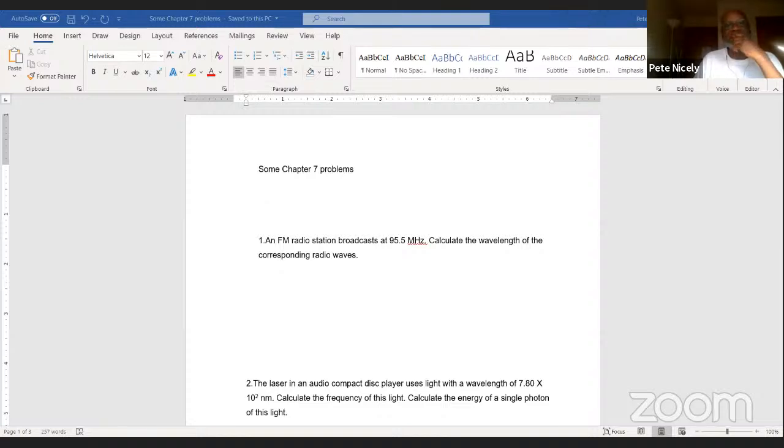That's a relatively simple exercise. Okay, the next question has to do with, let me see what it says here. It talks about a laser in an audio compact disc player, which uses light with a wavelength of 7.8 times 10 to the 2 nanometers. The question is asking you to calculate the frequency of this light, and it's also asking you to calculate the energy of a single photon of this light. Okay, so let me erase this here.